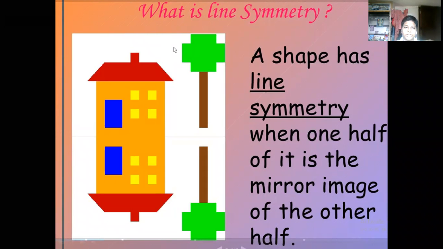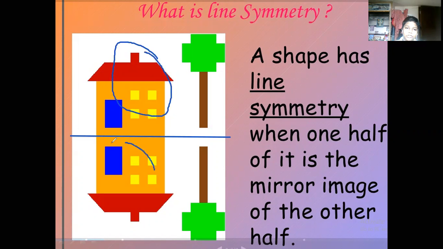Now we have a picture here. This is a house. We have drawn the line of symmetry here. See, this part will be equal to this part, right? So this is the symmetry. This object has symmetry, and this line is known as the line of symmetry.